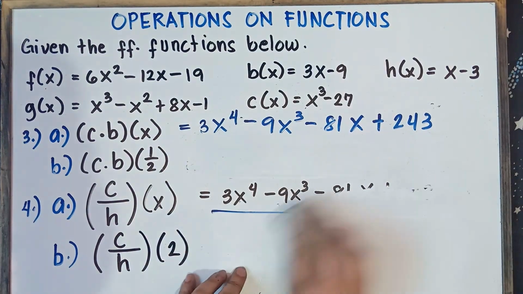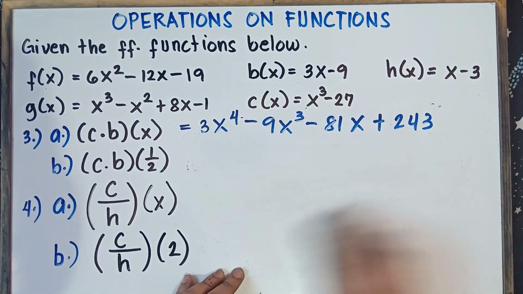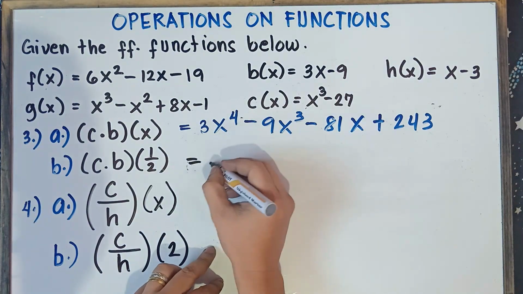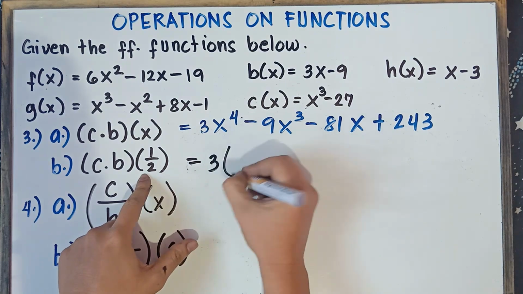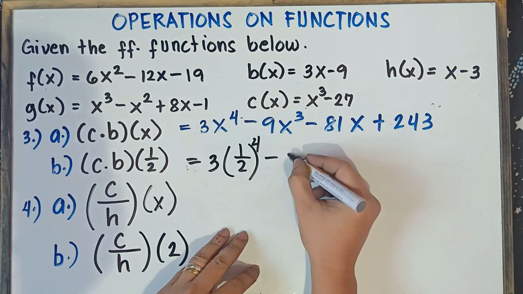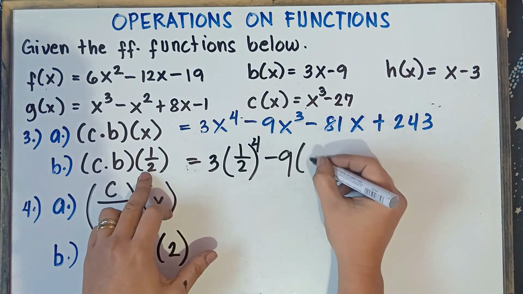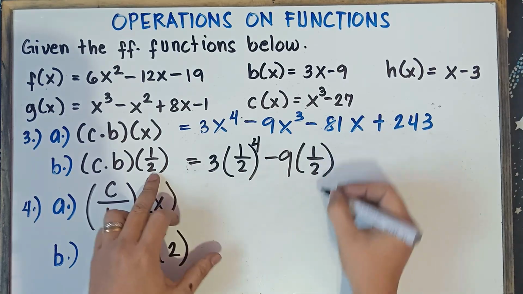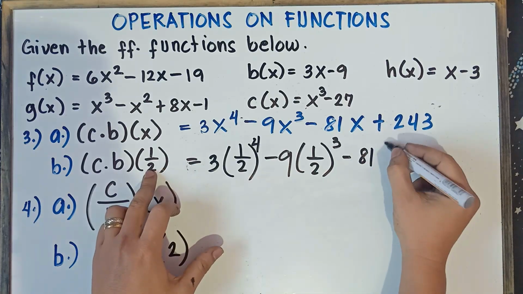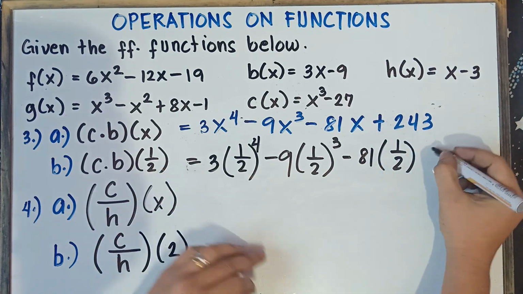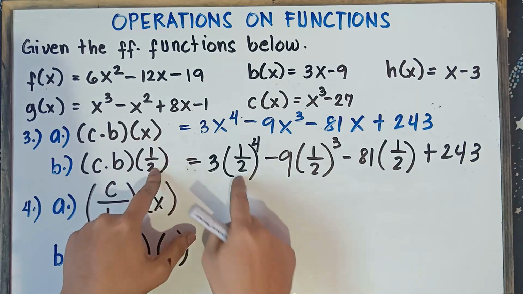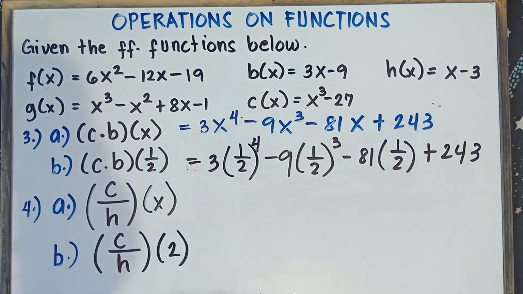Alright, let's do that. Let's do it step by step. So substitute the value of x that would be 1/2. So this will be copy 3, x value that would be 1/2. So 1/2 quantity raised to the power of 4 minus 9, our x is 1/2, 1/2 quantity raised to the power of 3 minus 81, our x is 1/2 times 1/2 copy plus 243. Once again, simply substitute the value of x that would be equal to 1/2 in this given polynomial.